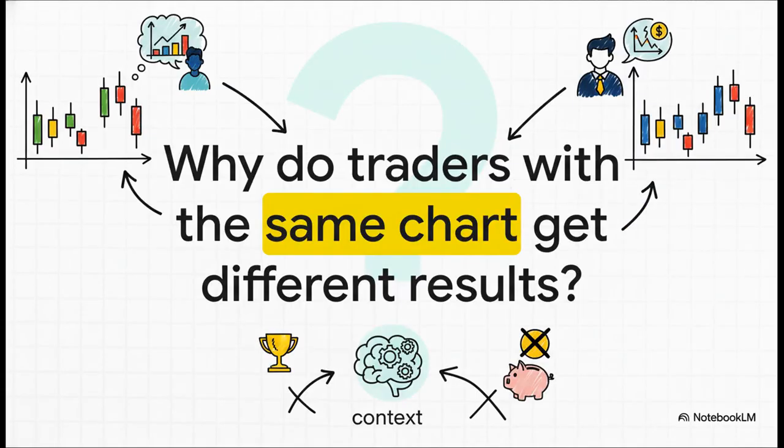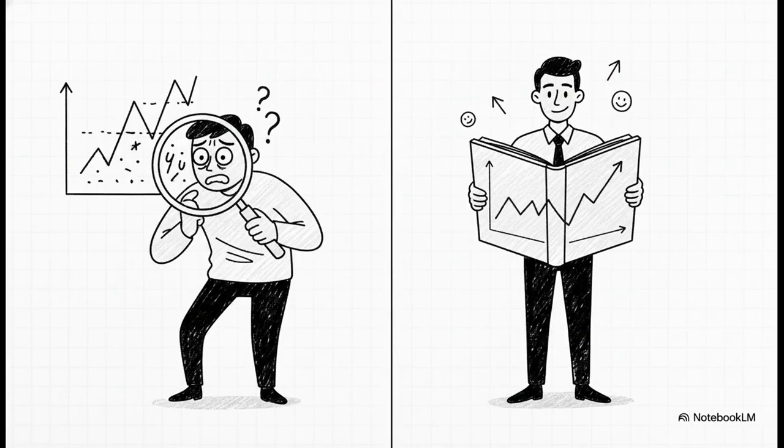Which brings up a really good question. How can two different traders look at the exact same chart at the exact same time and get completely different results? One wins, one loses. Why? The answer is actually pretty simple. The struggling trader is just hunting for patterns. The successful trader, they're reading the context. They're not just seeing shapes on a screen. They're understanding the story the market is telling them.